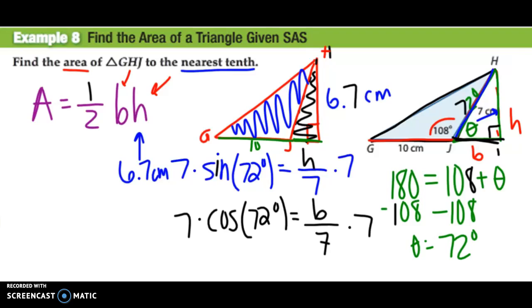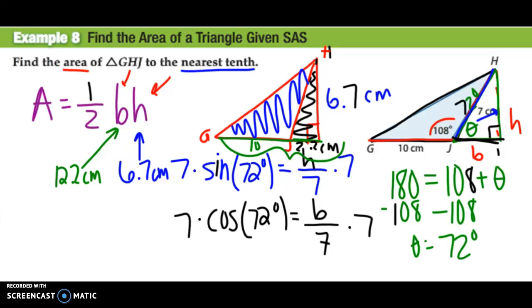Okay, and I find that this little b, 7 cosine of 72 degrees, is going to be 2.2. Again, I use it on my calculator and I find that this is going to be 2.2. So this little guy right here is going to be 2.2 centimeters. Then my whole base would be 10 and 2.2 together, so this is going to be 12.2 centimeters.